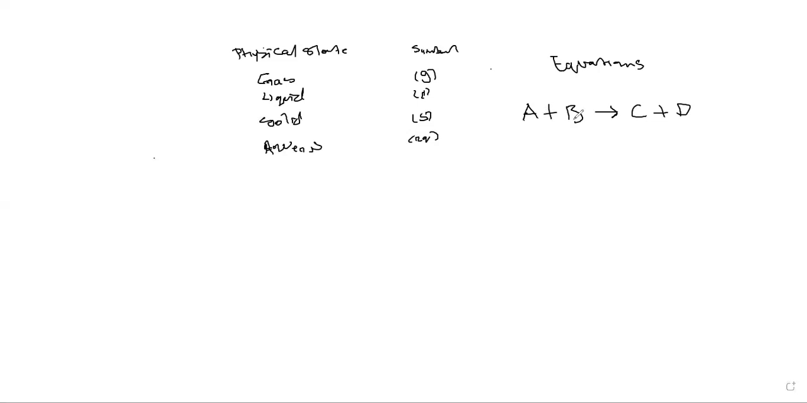A plus B, this one indicates that these two reacted to produce or to form C and D. That's how a chemical equation is. Okay, what about word equation?